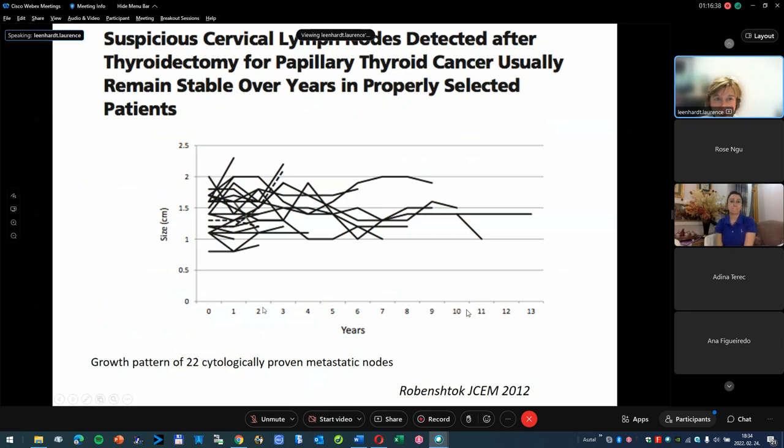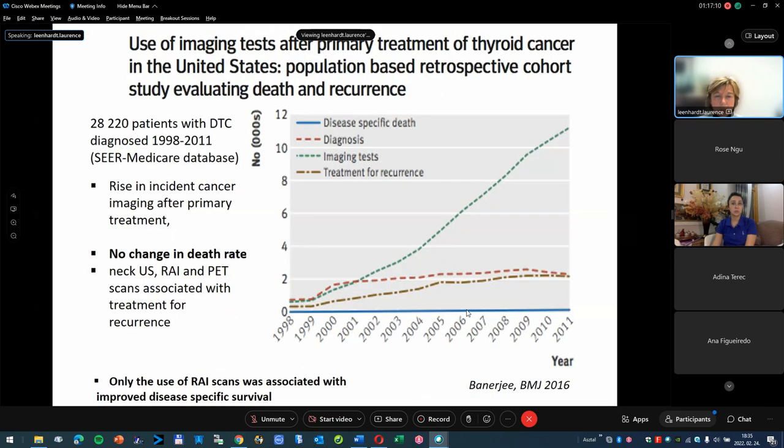This other paper published the fact that suspicious cervical lymph nodes detected after thyroidectomy for papillary thyroid cancer usually remain stable over years in properly selected patients. And so there is no emergency to reoperate on such patients, and sometimes the best thing to do is to wait and see. And I would like to end my talk with two slides.